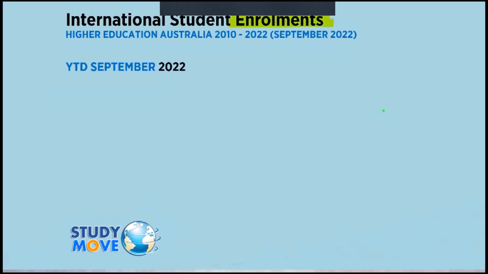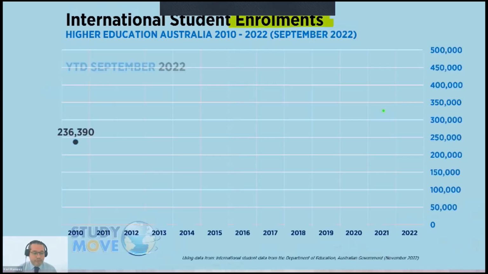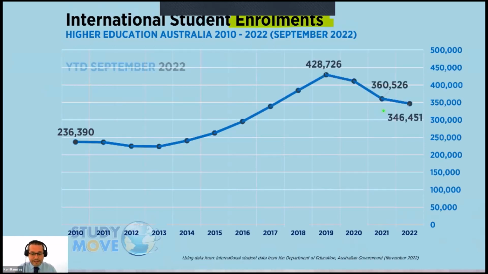Now, just to finish this first part of the presentation, when we look not at commencements, not only at the new students, but at the actual total enrollments, this is where we are at. This is when we group the number of continuing students plus the new students, the actual number of enrollments.